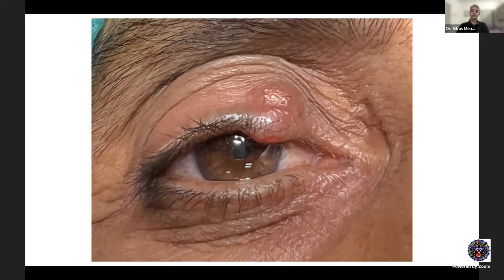Now, one can easily miss it, but a few things which I would suggest you notice in this patient are that everywhere else the cilia are fine, but particularly over the lesion, you see that there is sparsity of cilia. Some eyelashes are missing.